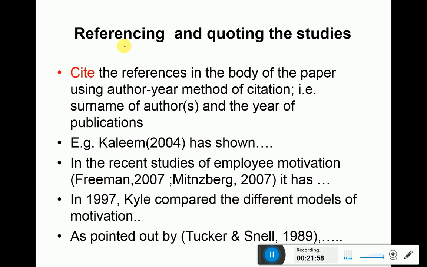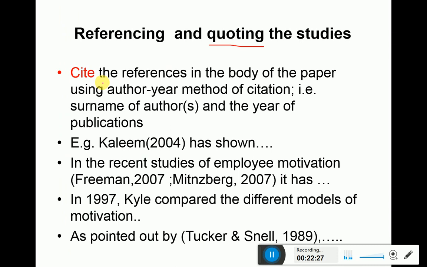We call this citation, inside referencing, or quotation, or quoting. Suppose my research is on employee motivation, and Mr. ABC has done research on it. I want to quote his definition in my research. I want to write down his definition into my text. That is known as inside referencing or quoting. We call this citing or citation.